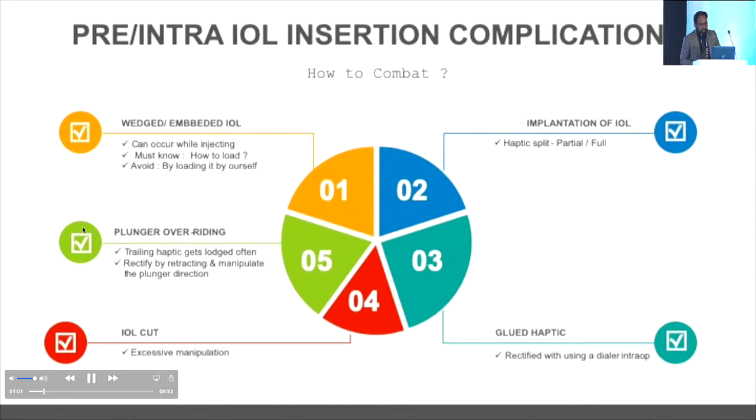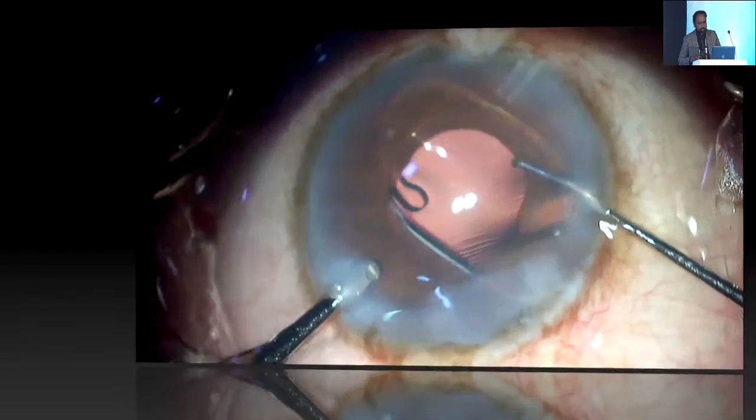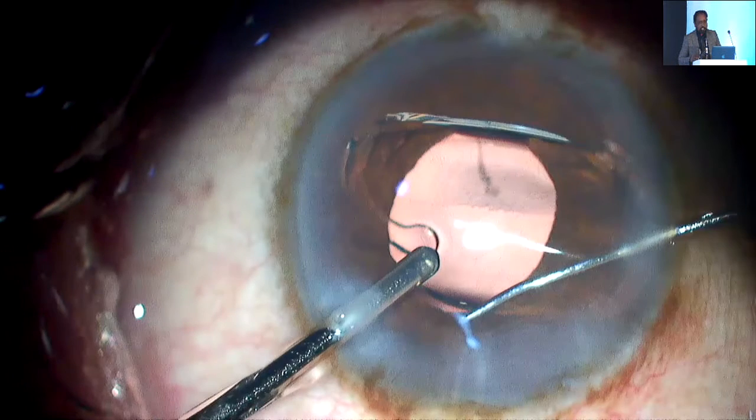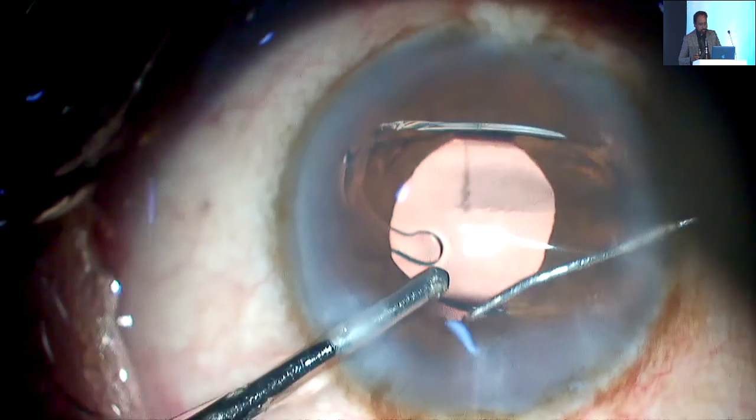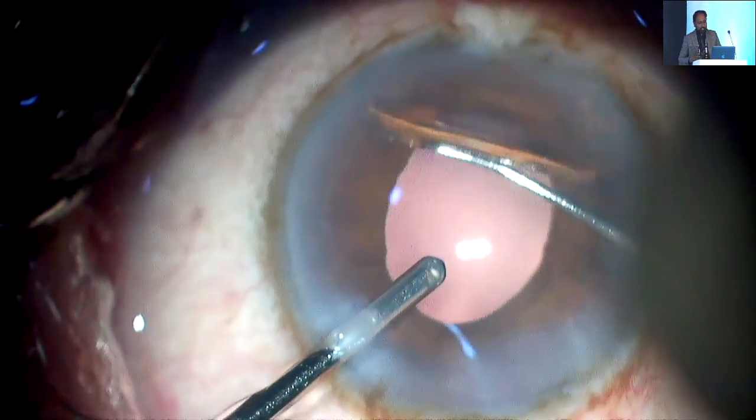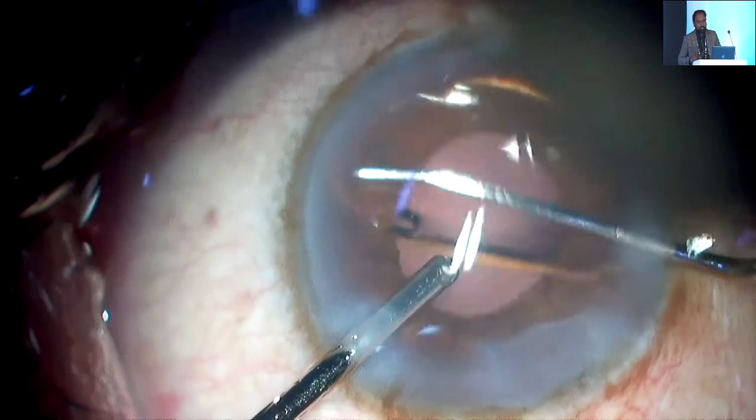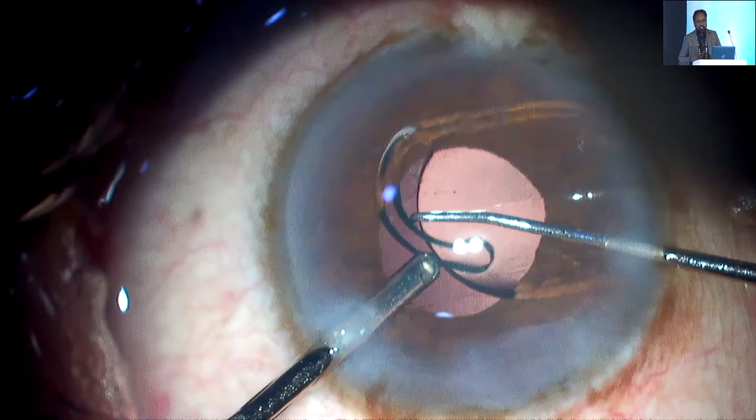I myself classified it: what can happen while you're injecting and what can happen after you inject. All of us must have faced the most common problem, which is the haptic sticking to the optic. It happens in hydrophilic materials, and more so, I used to think, when they are compressed and kept for a longer time, sometimes when we load the lens, then do the phaco and then inject. And learning never stops. Just now when I was talking to sir, he said when the room temperature is colder, these hydrophilic materials also have a tendency to stick.